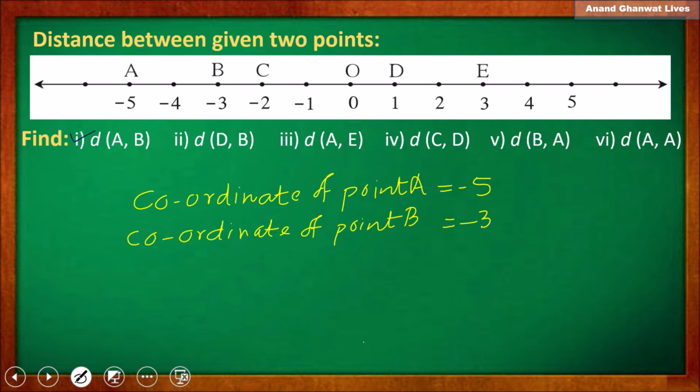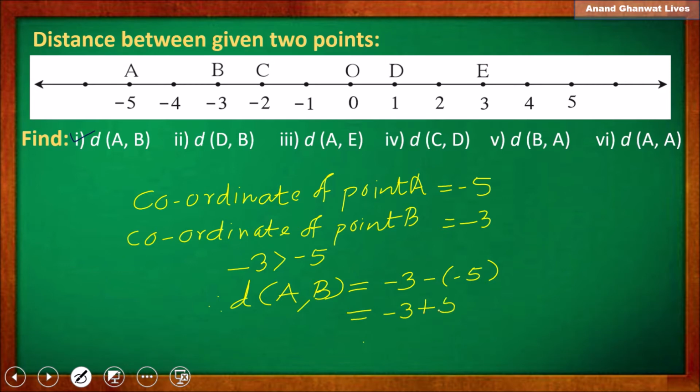Now compare the given two coordinates -3 and -5. Which is greater? Very good. -3 is greater than -5. Therefore, distance between point A comma B is equal to greater coordinate minus smaller coordinate, -3 minus -5. That is -3 plus 5 and the answer is 2 units. So distance between point A comma B is 2 units.